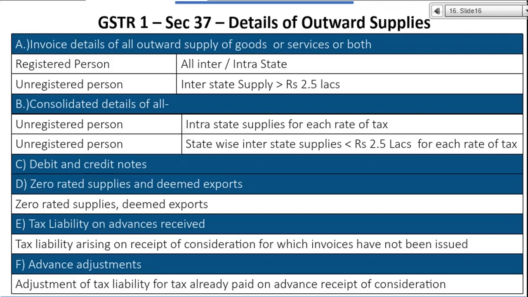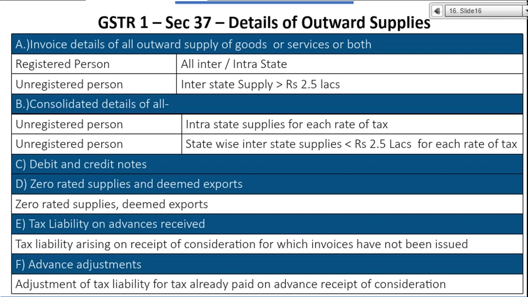Then consolidated detail is required in case I am supplying to an unregistered recipient within the same state, and also to an unregistered recipient outside the state where the single invoice value is less than 2.5 lakh rupees. Then details of credit notes and debit notes, for registered and for unregistered. Then we have zero rated and deemed export. For zero rated, you can refer to the IGST Act. Zero rated supply means export and supply to SEZ.